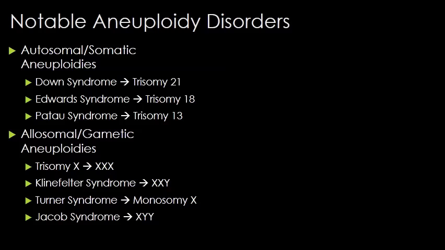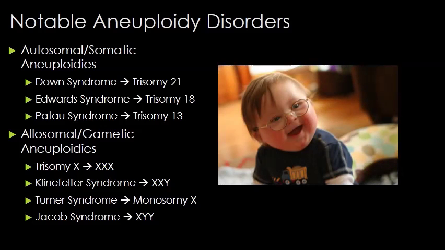There are many notable aneuploidy disorders, but you do need to be aware there are 2 major classifications. You have the autosomal disorders, which are your non-sex chromosome disorders, and your allosomal or gametic ones, which are your X and your Y chromosome. The most common autosomal disorder is trisomy of 21, or Down syndrome. There tends to be a characteristic facial appearance, weak muscle tone, and intellectual disability. About half of all affected children have heart defects or digestive abnormalities, and so on.